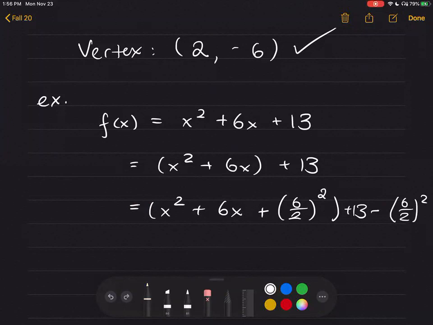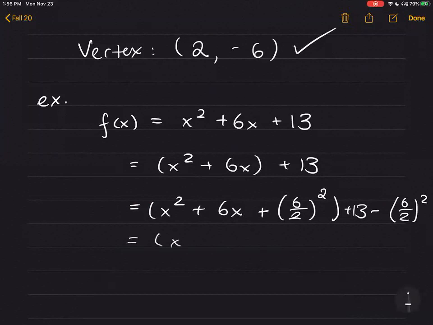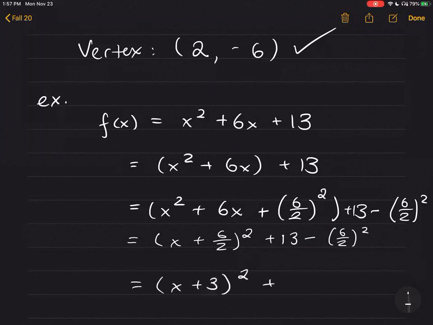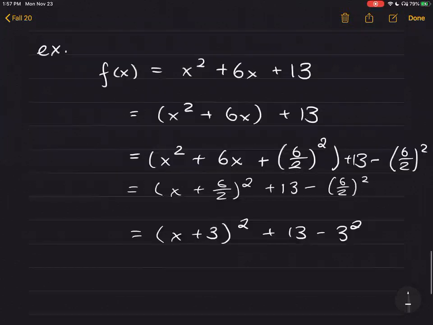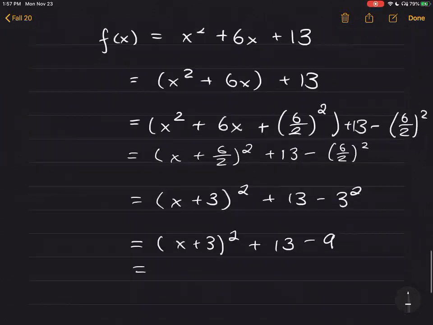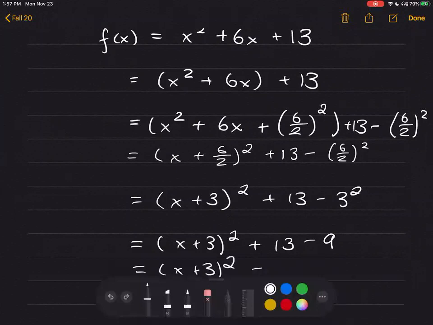All right. Now we apply our perfect squares formula. And when we do that, we get x plus 6 over 2 squared, because now we're using the positive version of the perfect squares formula, plus 13 minus 6 over 2 squared. All right, 6 over 2 is just 3, so let's write that. 13 minus 3 all squared, and then we get x plus 3 squared plus 13. 3 squared is 9. And then the last step, if we do that subtraction, we get plus 4.